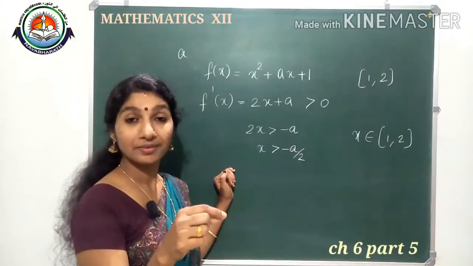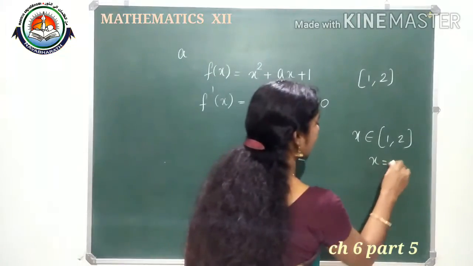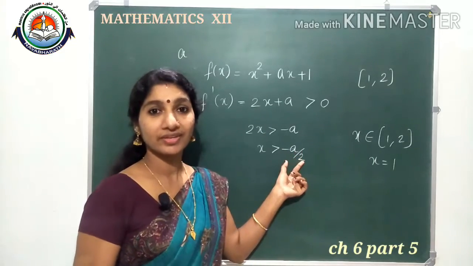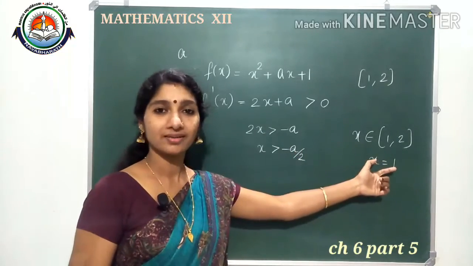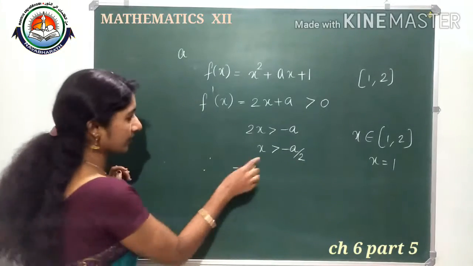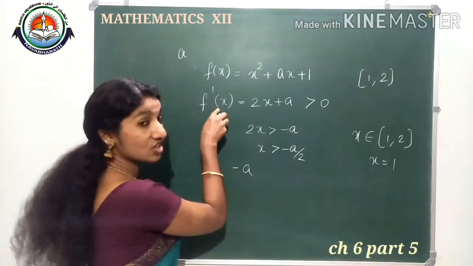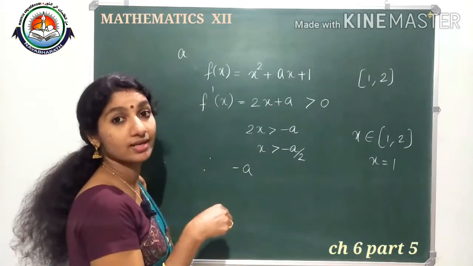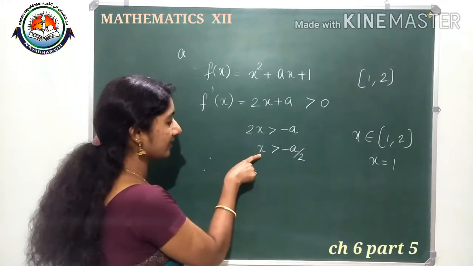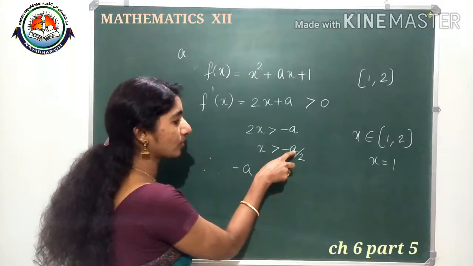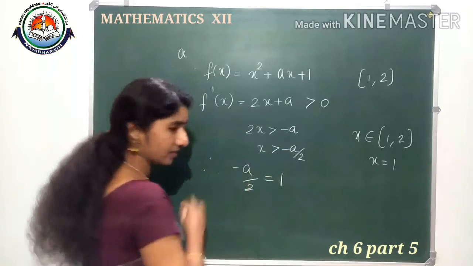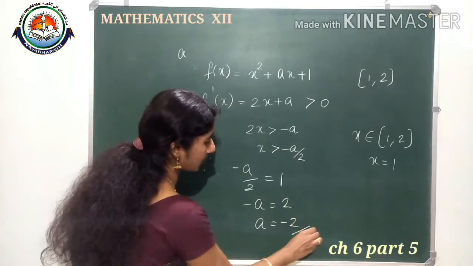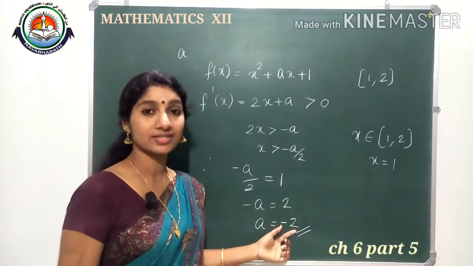The minimum value of x is 1. So x equal to 1 is the minimum value, and here x should be greater than minus a by 2. So what can we conclude? Minus a by 2 must be 1, since the condition is given that x belongs to the interval 1 to 2, so the minimum value of x is 1. So minus a equal to 2, or a equal to minus 2.